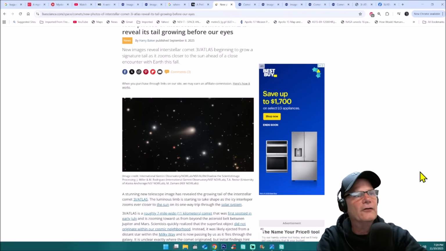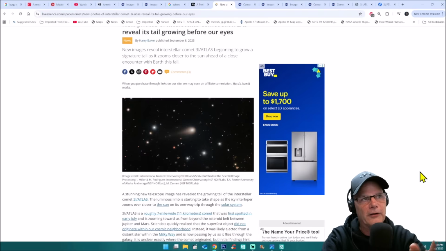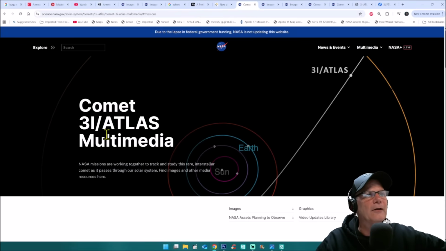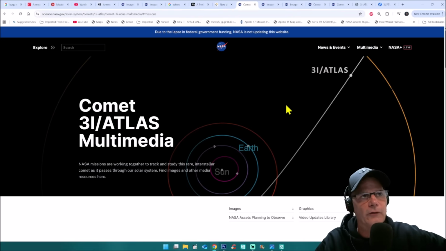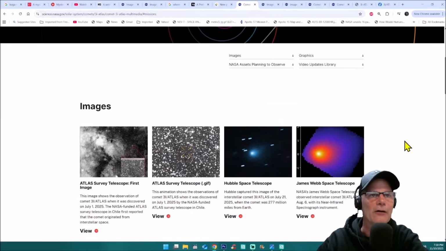And you see right under here, it says Image Credit International Gemini Observatory. So that's pretty cool. And you can see the photo there. And you can see right here, Comet 3I Atlas Multimedia, right? NASA missions are working together to track and study this rare interstellar comet as it passes through our solar system. Find images in other media sources here, right?